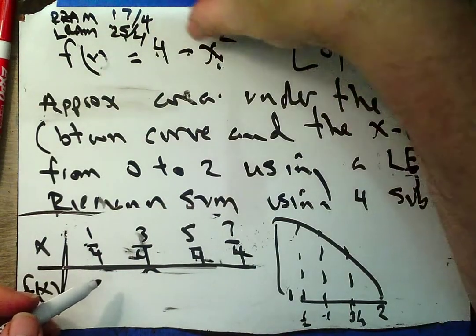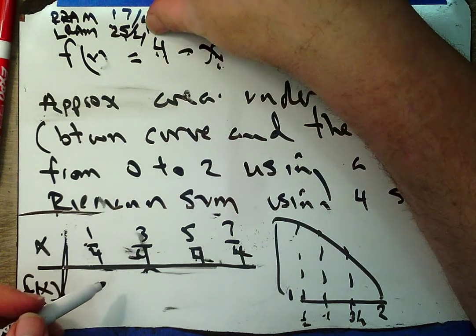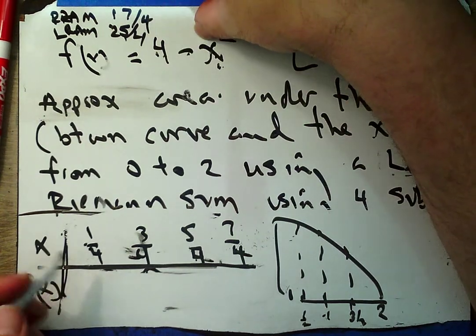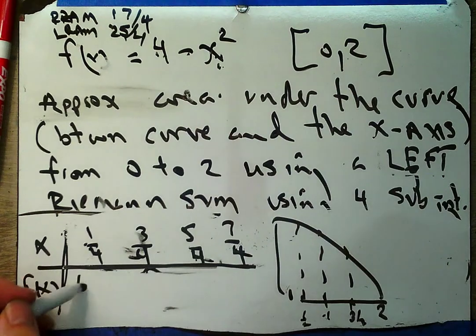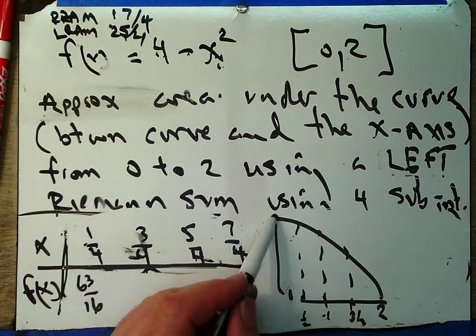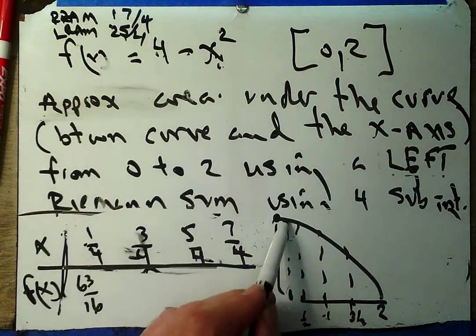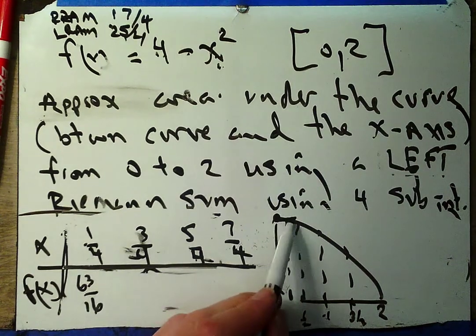So I've got 1/4 squared, which is 1/16. This is 64/16 minus 1/16 is going to be 63/16. All right, now 64/16 would be 4, and that's the value here. So our middle, if we go up to the middle, is just a little lower.